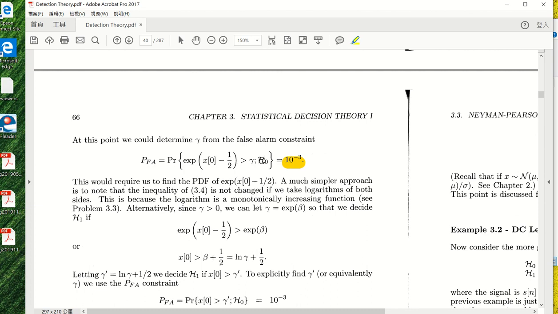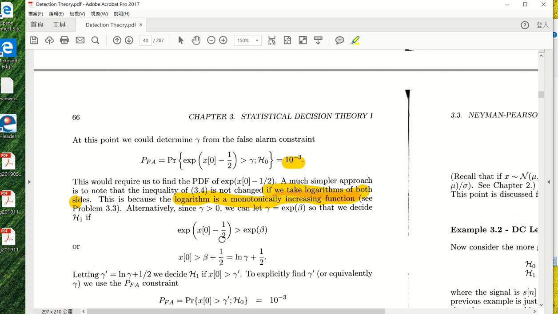Then we need to simplify this whole thing. If we just take the logarithm of both sides, this is because logarithm is a monotonically increasing function, then the whole thing is simple. Alternatively, since gamma is larger than 0, we will let gamma equal to the exponent of beta. The reason for doing that is as a change of variable. This is just a change of variable.